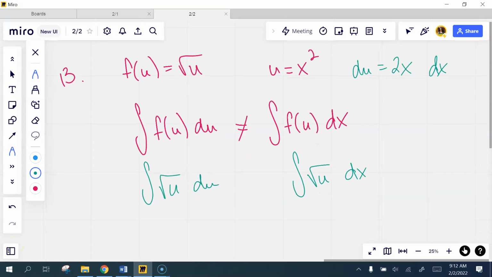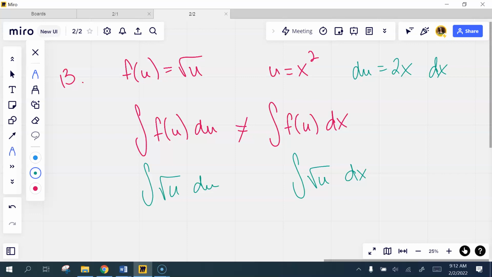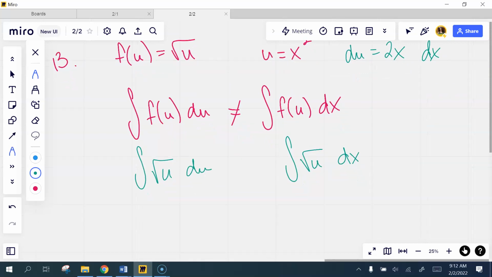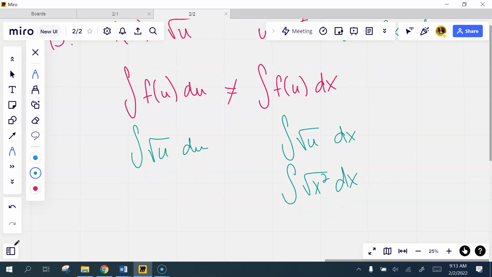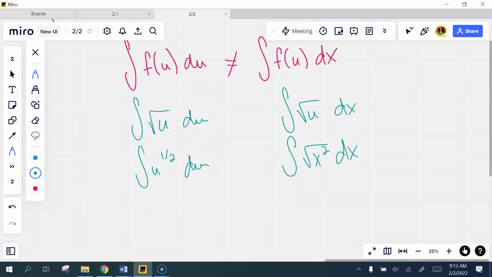So I guess the question here, let's see, if I did, you should be able to. If u is x squared, so then this would be the square root of x squared dx, right? This would be u to the 1/2 du. So now we got our variables in terms of each other.